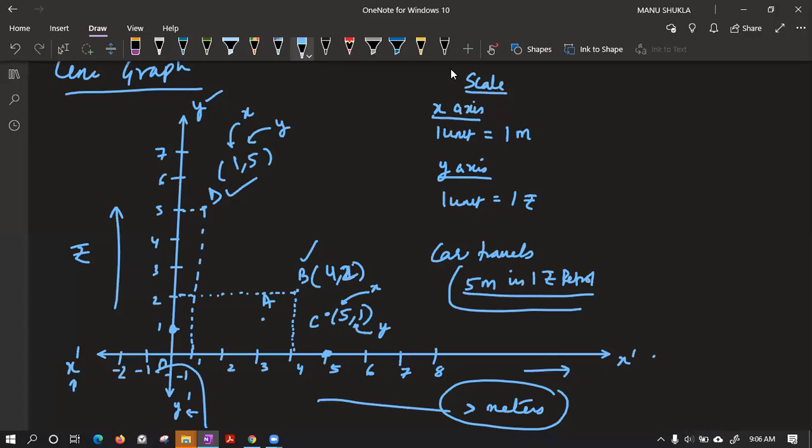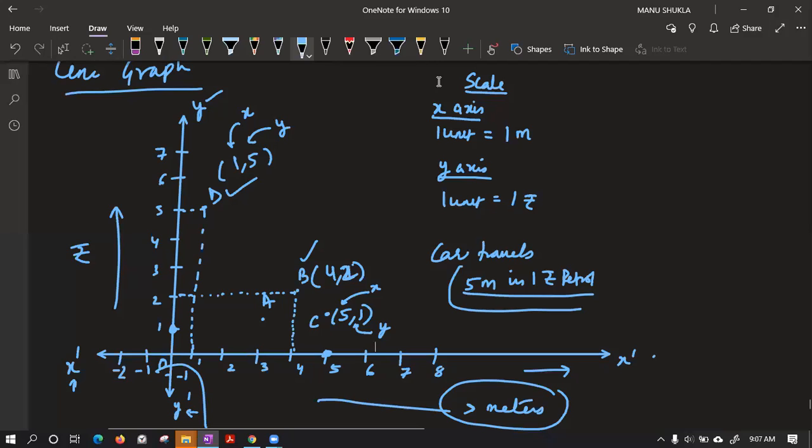Now tell me one thing, class. Apart from these 4 cars, which car is the best one? Which car is giving the best mileage? C is giving the best mileage because in 1 rupee it is traveling 5 meters. In 1 rupee petrol it is going for D. You are saying no, beta. D is the worst one. Okay, you are saying that only.